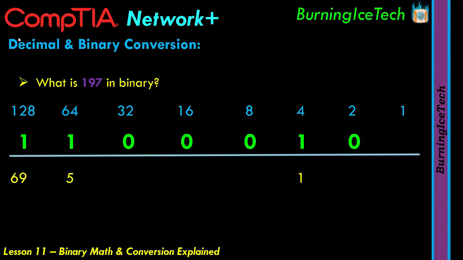Looking at the last number on our table here, being the 1, does 1 go into 1? So in other words, is it equal to 1 or less than 1? In this case, it happens to be equal to 1. So this is going to be on. We're going to make it a 1. And what's left? Obviously 0.